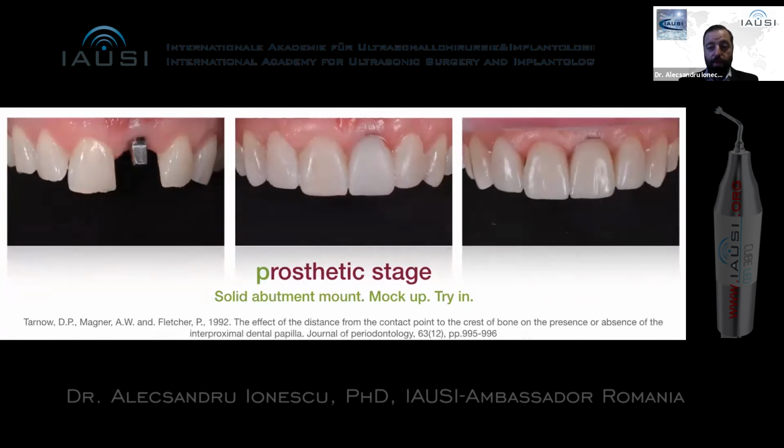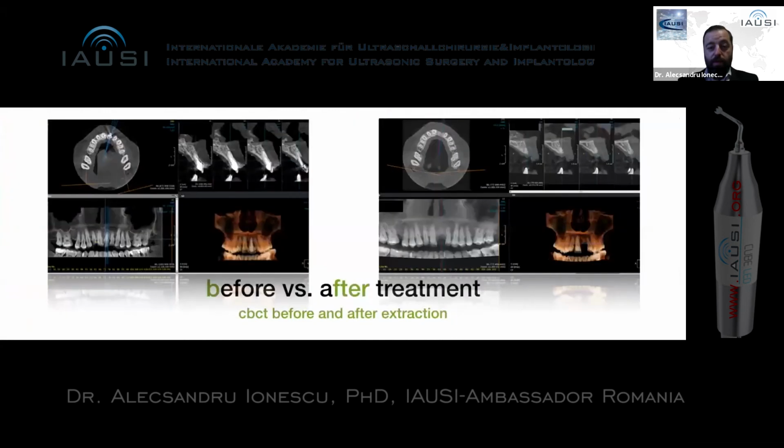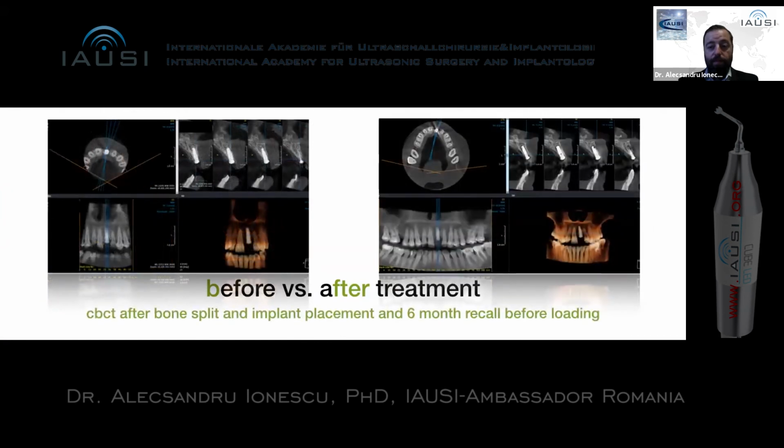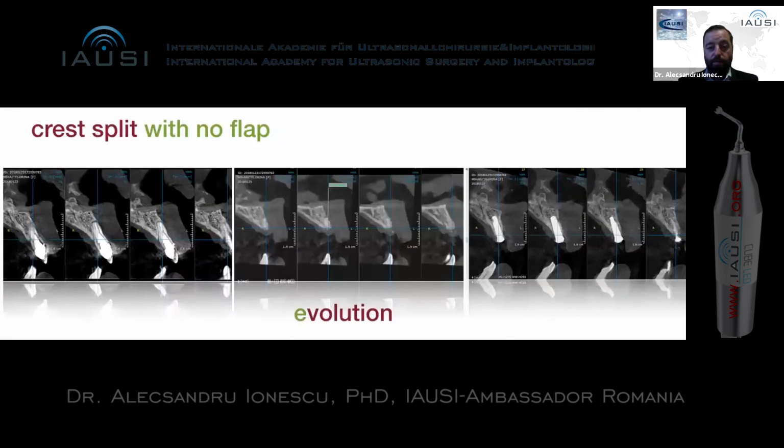And here is a mock-up and the try-in. Of course, for this case, we did veneers as well for the other teeth. And here you can see the CBCT scan before treatment, after the open healing and after the implant placement. You can see the marginal bone is up to the polished neck of the implant. And after we split it, and being flapless, we had no risk of having this buccal cortical diminish.